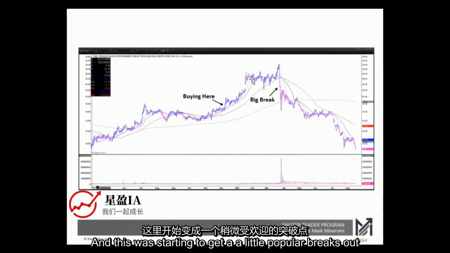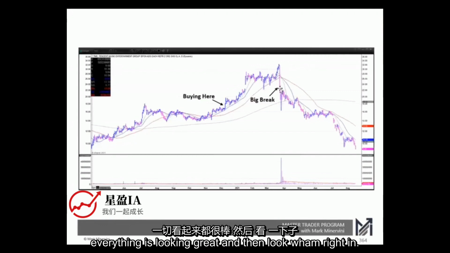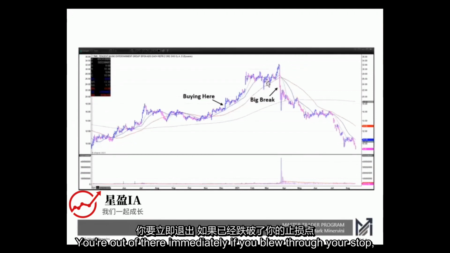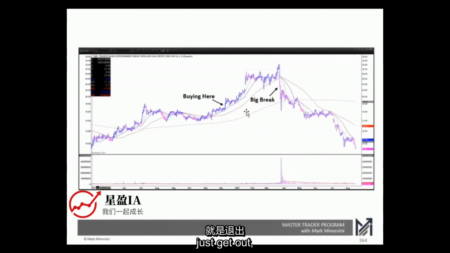These always seem to give me trouble. And this was starting to get a little popular. Breaks out, everything's looking great, and then look, wham, right in. See, that's a sell signal. Out. You're out of there immediately. If you blew through your stop, just get out. Don't even hesitate. And of course, look at the decline.